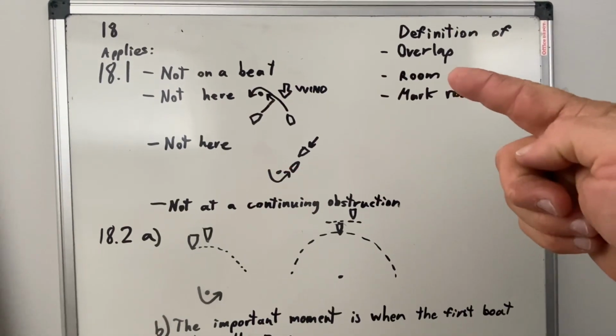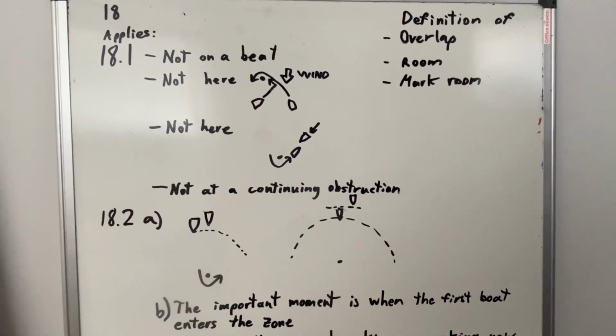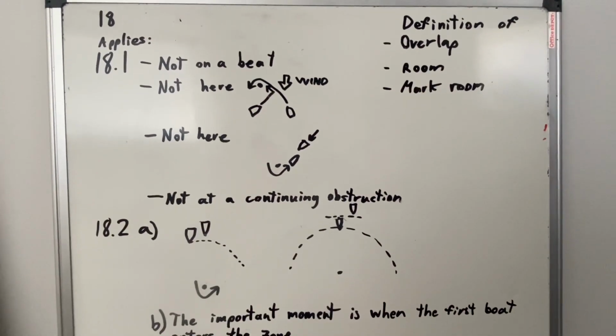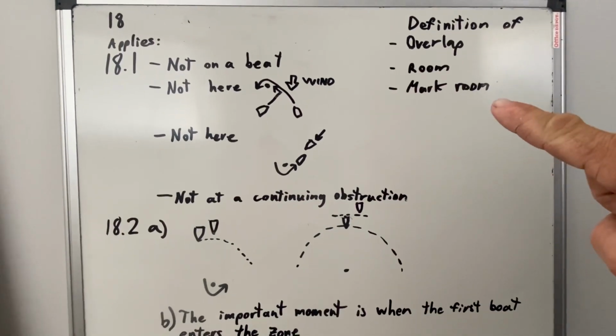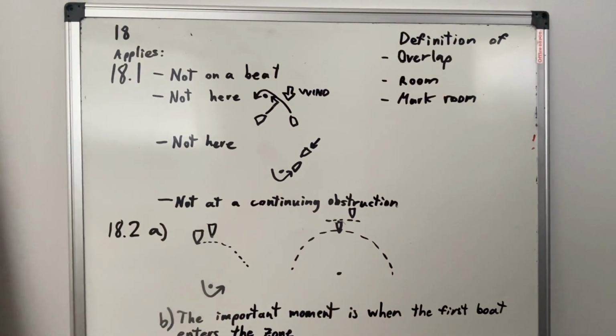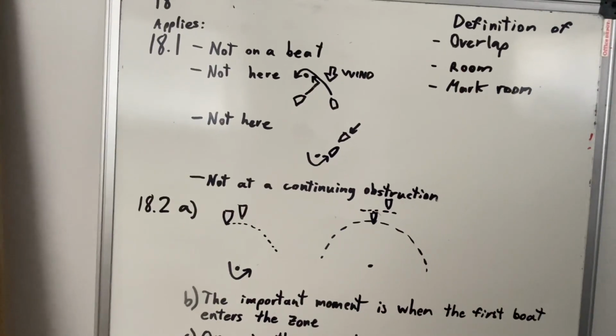Room is a good definition to read because that's the one that has the word seaman-like, or sjömansmässig, if I'm pronouncing that right in Swedish. Mark room is the definition that talks about the 3 boat lengths. So those are really important to take a look at.